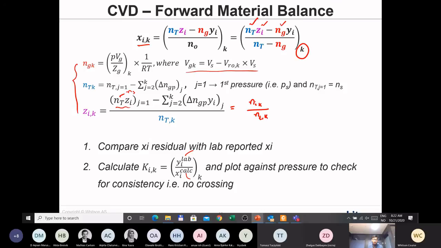What do we mean by no crossing of the K values, and why is it a consistency check? One piece of information I can share here, which Curtis also mentioned yesterday, is that when we are tuning the equation of state model, the best data you can have for tuning the EOS model are the K values, because that's really driving everything in the equation of state model calculation.